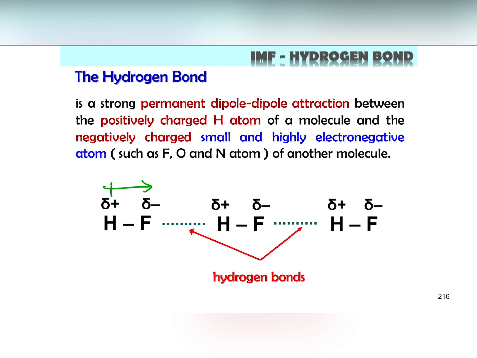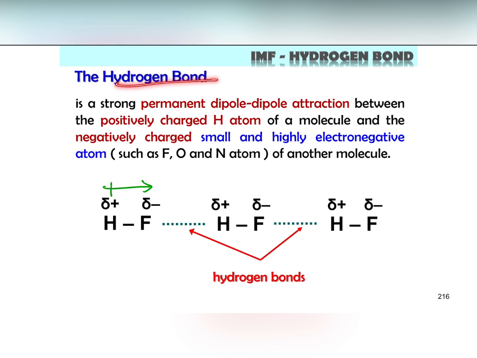Okay, so before this kita dah pun belajar IMF, kategori van der Waals forces. For van der Waals forces ada dua. Kita dah pun cover dipole, and also London forces. Okay, so another category of IMF, intermolecular forces, adalah hydrogen bond.